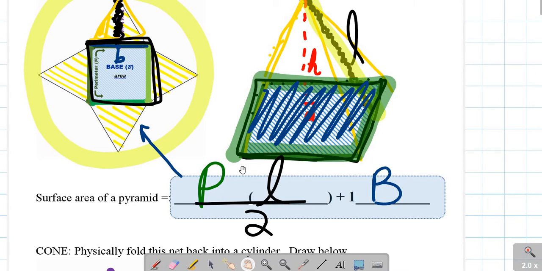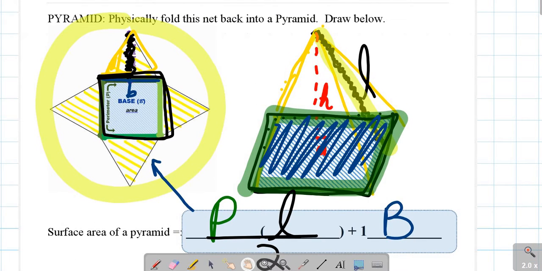Now, once again, if these equations confuse you, chuck it. Instead, just find the area of this separately from that, separately from that, separately from that, and this, and just add it all up. These equations I'm giving you are shortcuts.